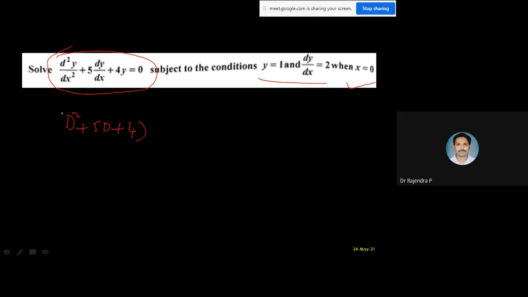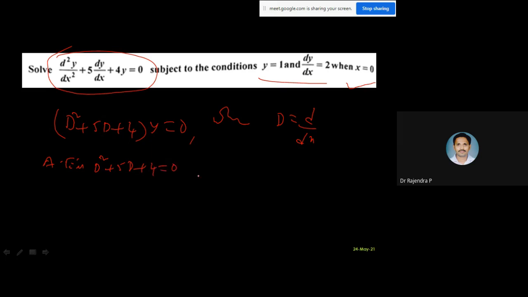Into y, which is equal to 0, where D is equal to d by dx. So once you write the differential equation in this form, immediately we have to take the auxiliary equation. What is that auxiliary equation? D square plus 5D plus 4 is equal to 0.